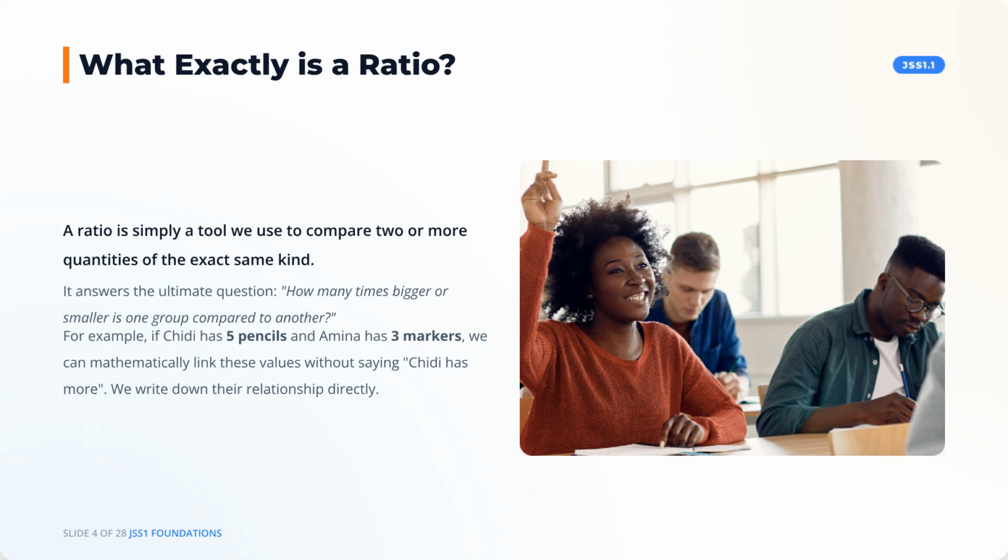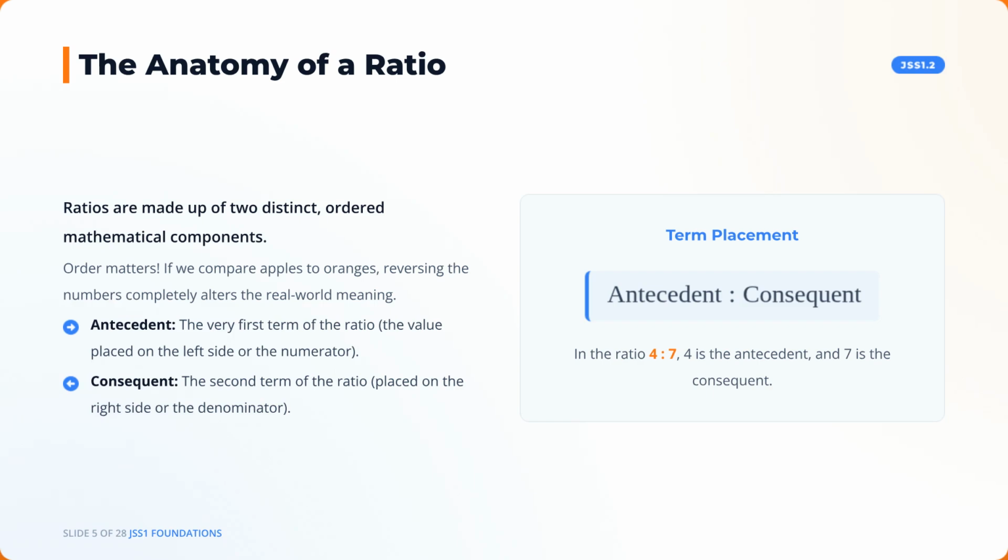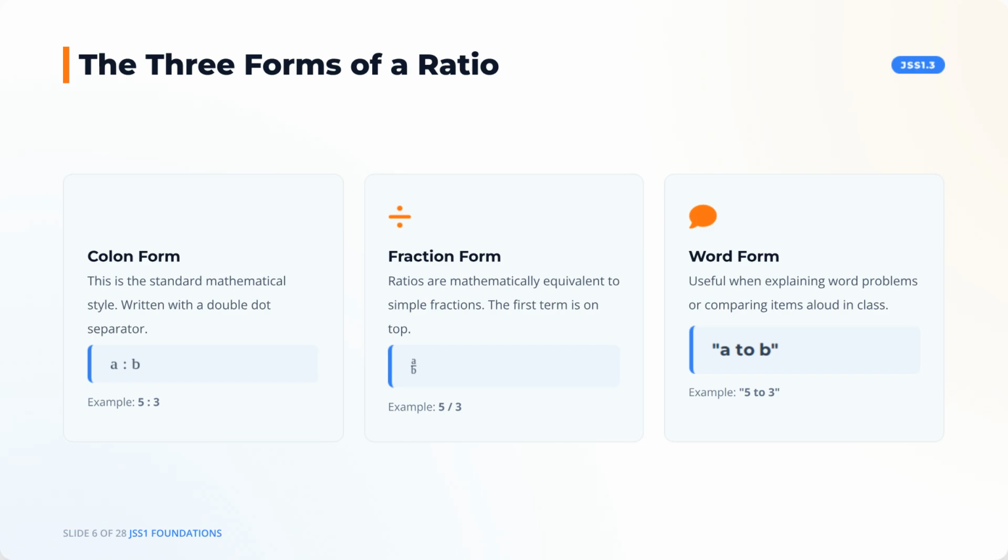So what exactly is a ratio? It's a tool for comparing 2 or more quantities of the same kind. It tells us how many times bigger or smaller one group is compared to another. Ratios have 2 ordered components: the antecedent, which is the first term, and the consequent, which is the second term. Always remember that order matters. Ratios can be written in 3 forms: colon form, which is standard; fraction form, which shows mathematical equivalence; and word form, useful for explaining problems aloud.